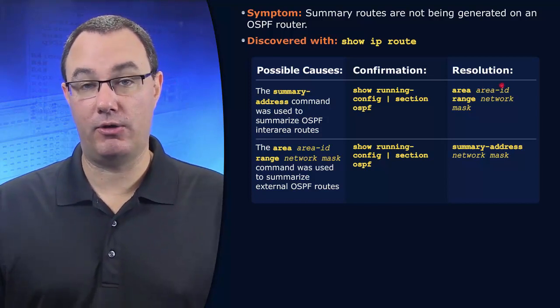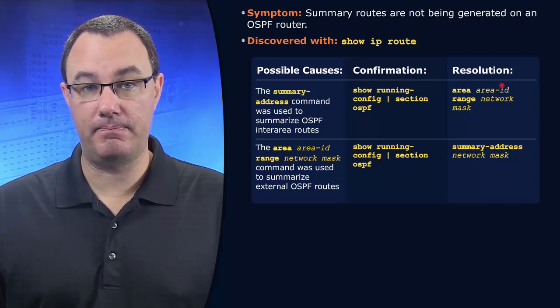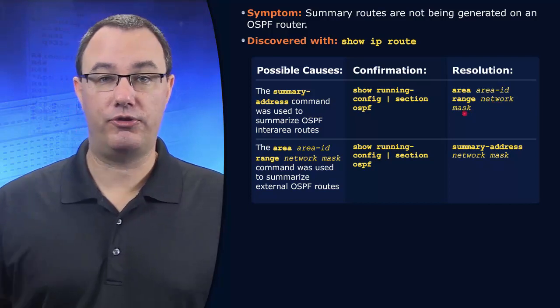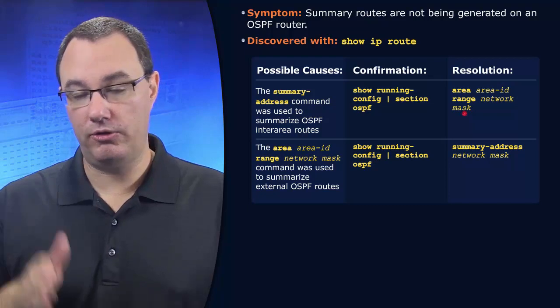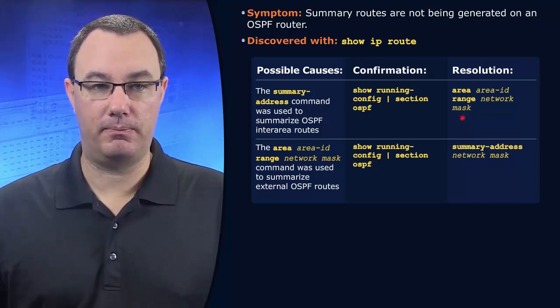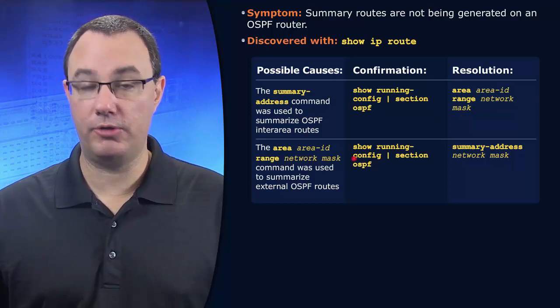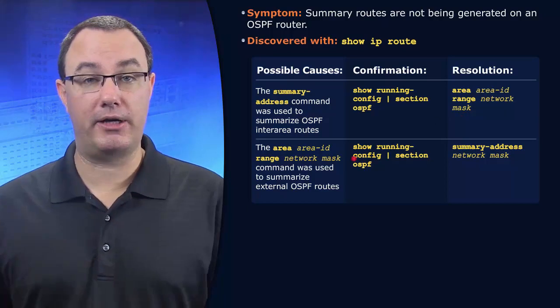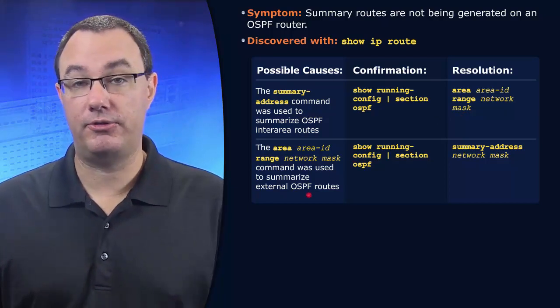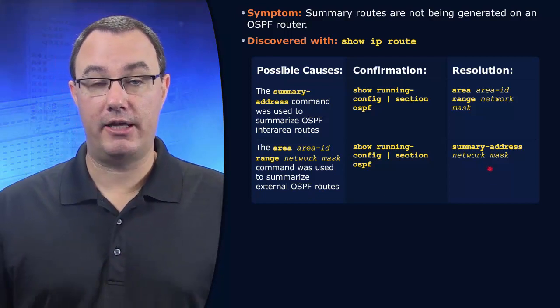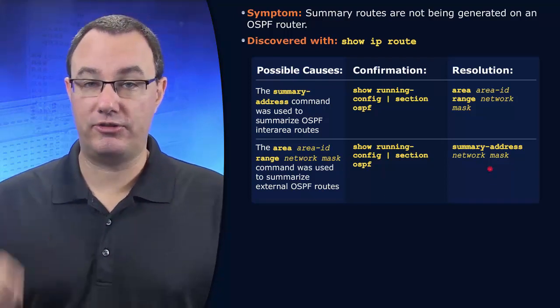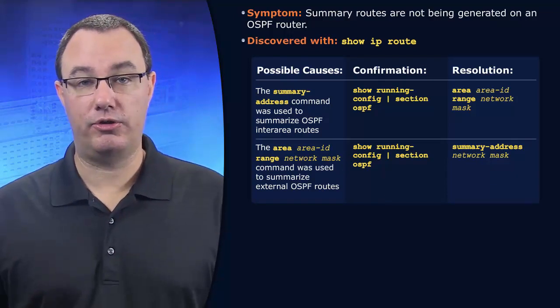You specify the area that the subnets live in, and then the network and subnet mask that controls the summary that you want. So a reduced mask based on your math. And it could be vice versa. Let's say it was redistributed routes that are coming in on the autonomous system boundary router. Then you would use the summary address command in order to affect those.